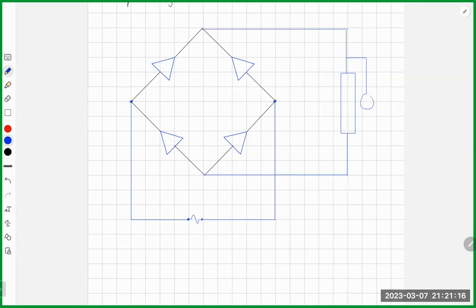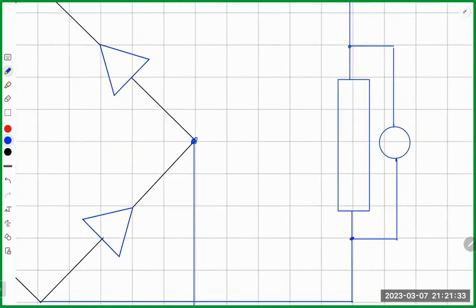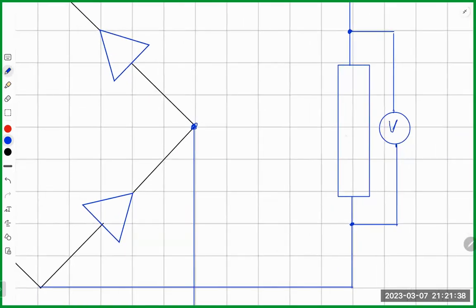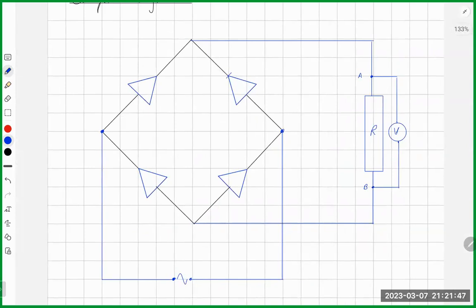There is this voltmeter. This can be a voltmeter or a CRO, because a CRO can not only record the voltage at a particular instant, it can also keep the record of the previous voltages and give you the variation of the voltages over time. So let's use a voltmeter for now. This is the resistor. This is point A. This is point B. Okay, these are the diodes.